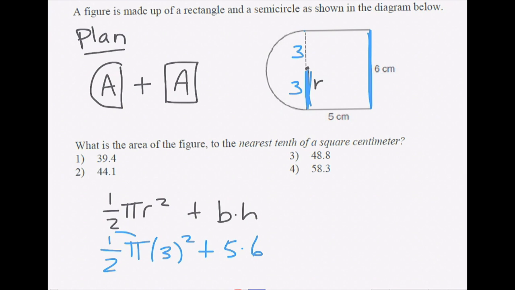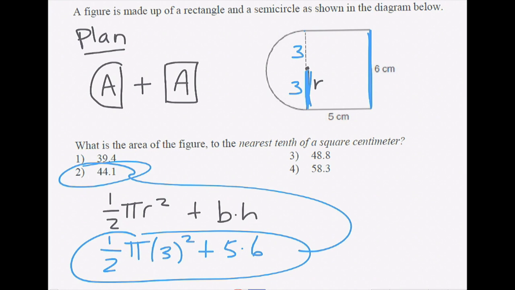And then the base of my rectangle is 5, and the height of my rectangle is 6. So all I'll have to do is type this into a calculator. So half of pi times 9, plus 30, since 5 times 6 is 30, ends up giving me about 44.1, which would be the total area.